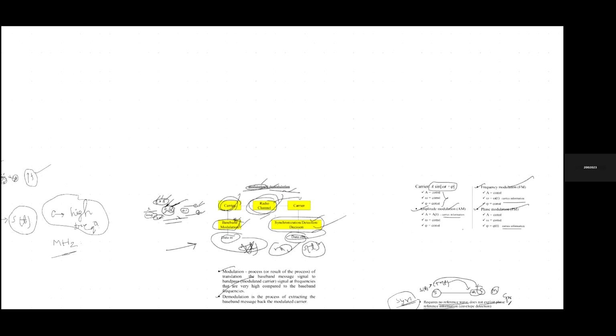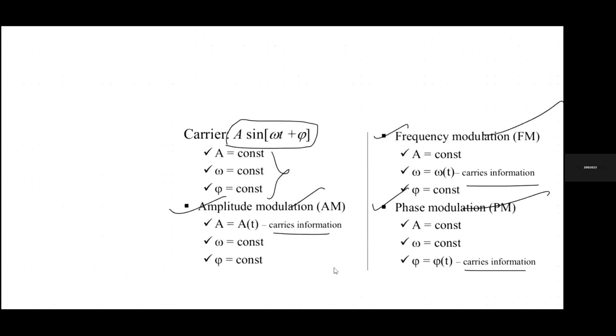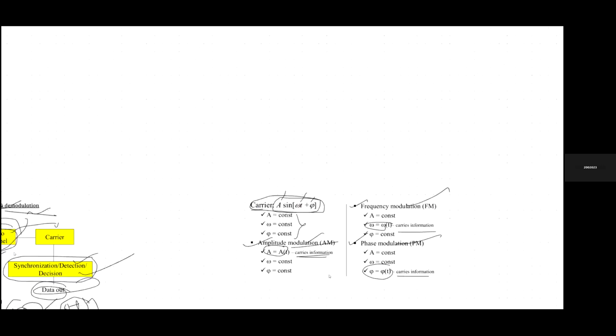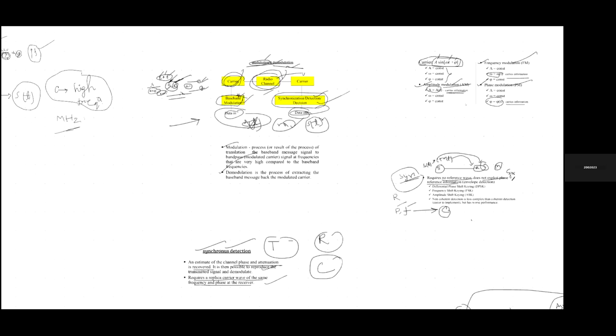Now we are going to see the basic properties of the transmitted signal that we need to modify with the carrier signal. Let's see the carrier signal's instantaneous expression, A sine of omega t plus phi. Here A is the amplitude, omega is the frequency, and phi is the phase. In amplitude modulation, we modify the carrier's amplitude. In frequency modulation, we modify the frequency. In phase modulation, we modify the phase to transmit the signal. After that, we will go to the demodulation system.